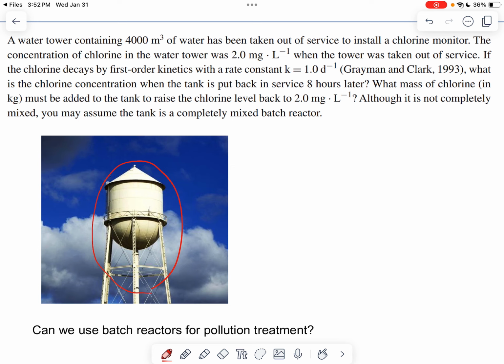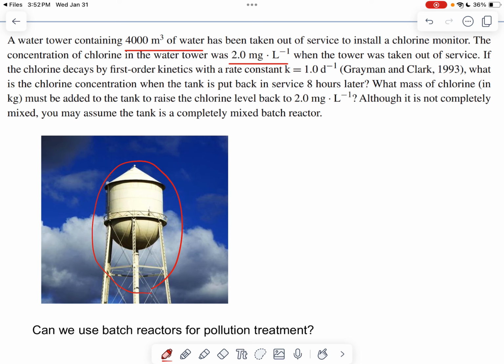So this problem states that a water tower containing 4,000 cubic meters of water has been taken out of service to install a chlorine monitor. The concentration of chlorine in the water tower was 2 milligram per liter. We add chlorine to the water mainly because of disinfection. And also you don't want to put a large amount of chlorine because chlorine is also toxic to humans, right? So this level of chlorine is just to make sure that there are no pathogens grown in the water.